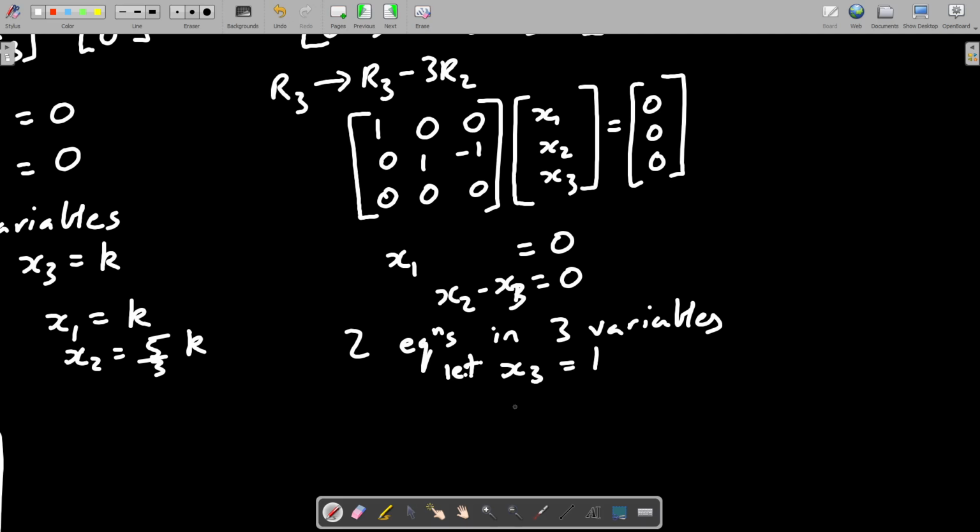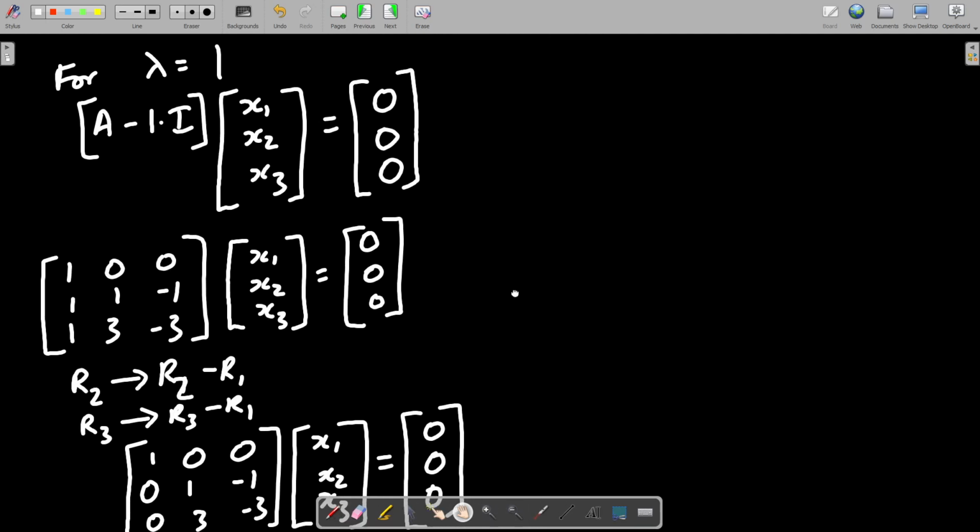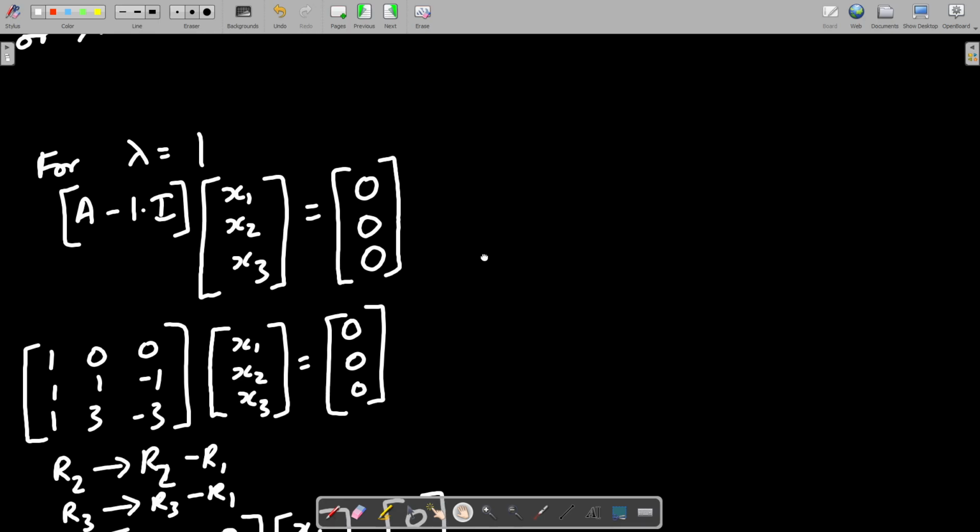Instead of putting k, I'll directly put it as 1 now. This will imply that x2 is equal to x3, which is 1. Take this on the other side, you get x2 is equal to x3. And here you already have x1 is 0. So your vector over here becomes 0, 1, 1. Okay, so two vectors we have got, one more vector corresponding to minus 1.